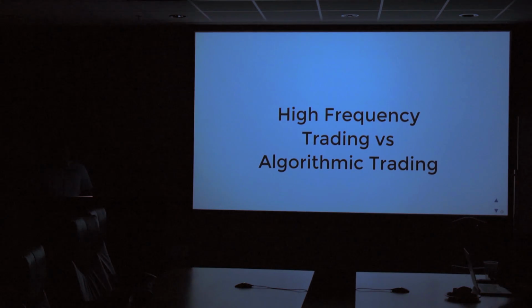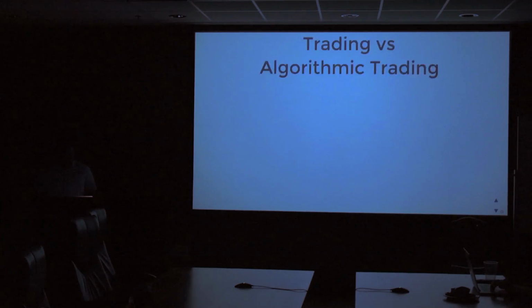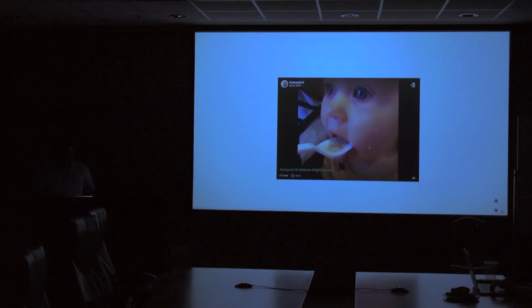So there are two schools of programmatic trading. There's high frequency and algorithmic. Algorithmic is like a parent, or excuse me, high frequency is a child of algorithmic trading. So I'm going to talk about the differences between the two, as it will be important in the future of the presentation.